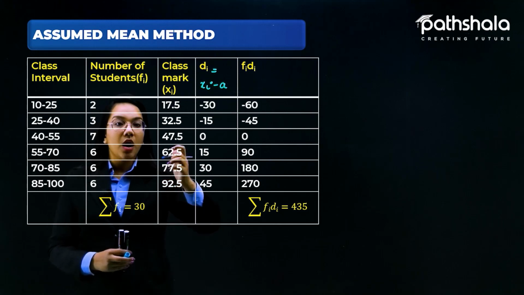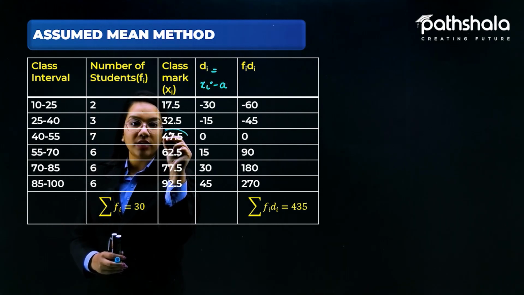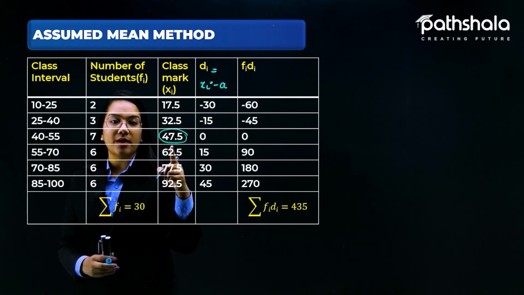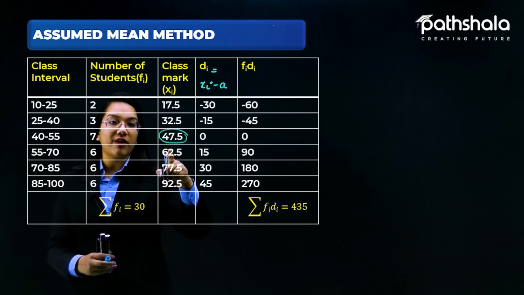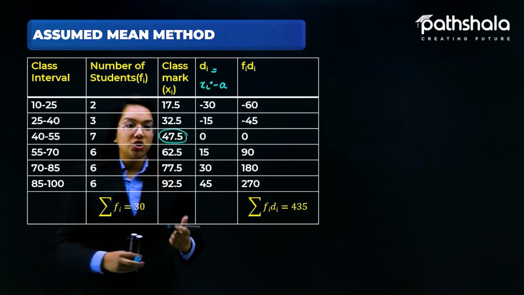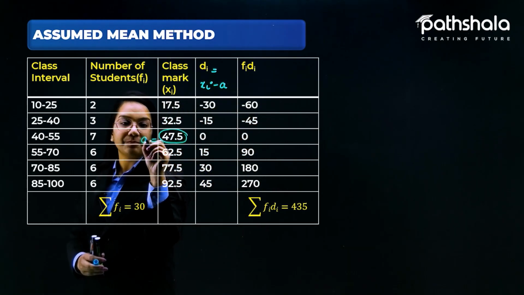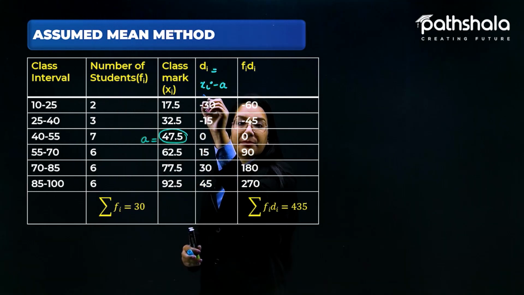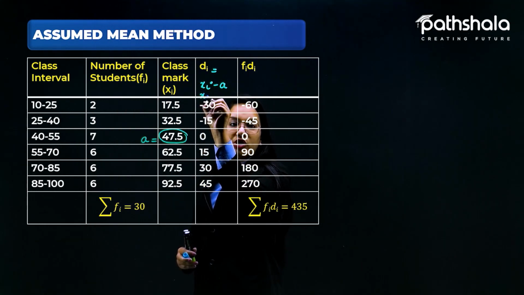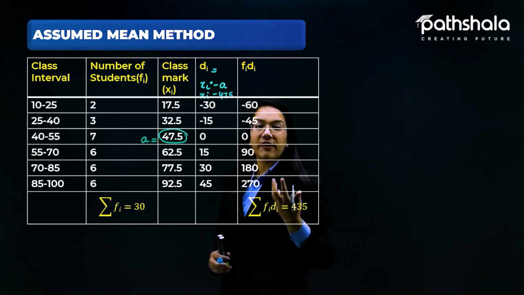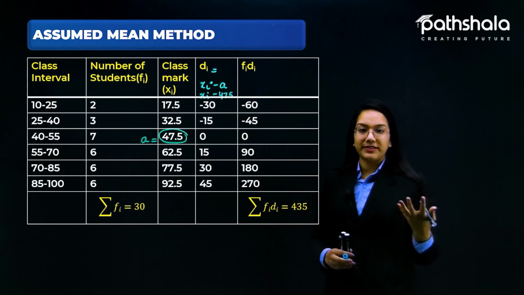We already selected our assumed mean as 47.5. You can select any among 47.5 and 62.5, but I am selecting 47.5 because its frequency is much greater than that of 62.5. So this is my assumed mean A. It means that I'm subtracting 47.5 from each xi. So let's start finding the difference of xi minus 47.5.